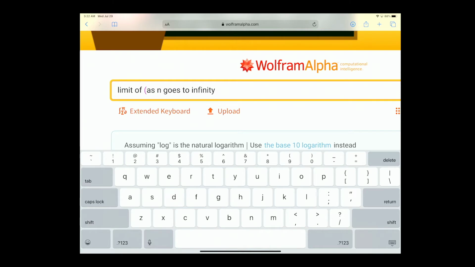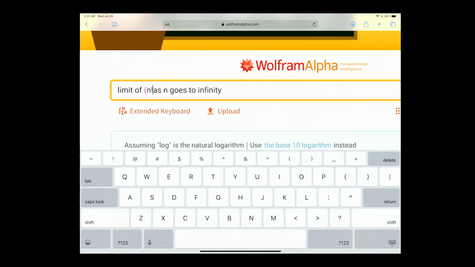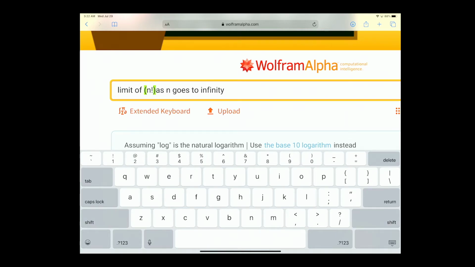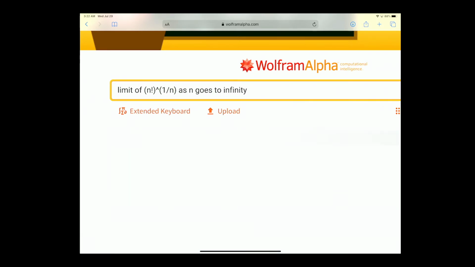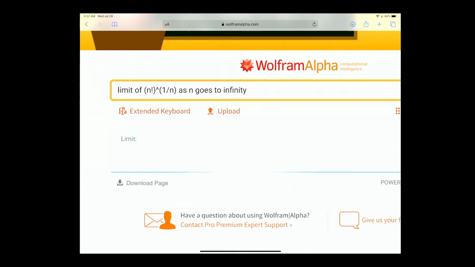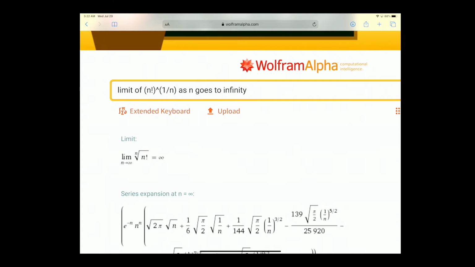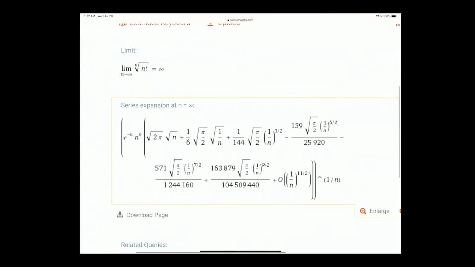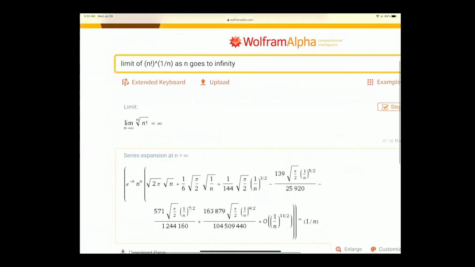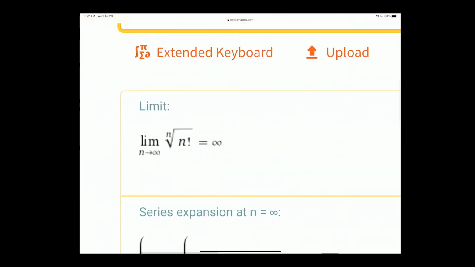Limit of, what did we say? n factorial. And then for the nth root, I'm going to have to type it as 1 over n, as n goes to infinity. Probably 1, but let's look. Oh, it's infinity. Oh, it's infinity. All right, well, good to know, right? The nth root of n factorial is infinity. Cool.